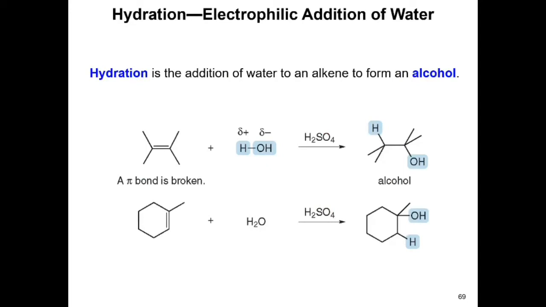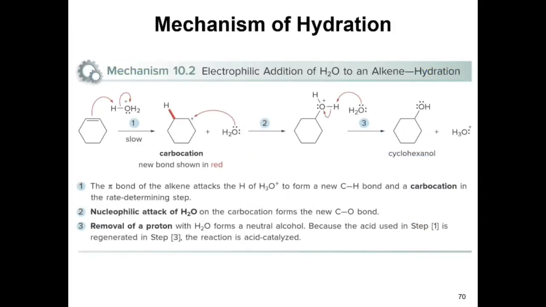A hydration reaction is the complete opposite of a dehydration reaction. So instead of removing a water molecule from a structure, we're adding a water molecule to the structure. And so the hydration of alkene molecules basically converts an alkene into an alcohol. So here's the reaction mechanism of a hydration reaction in which an alkene is converted into an alcohol.